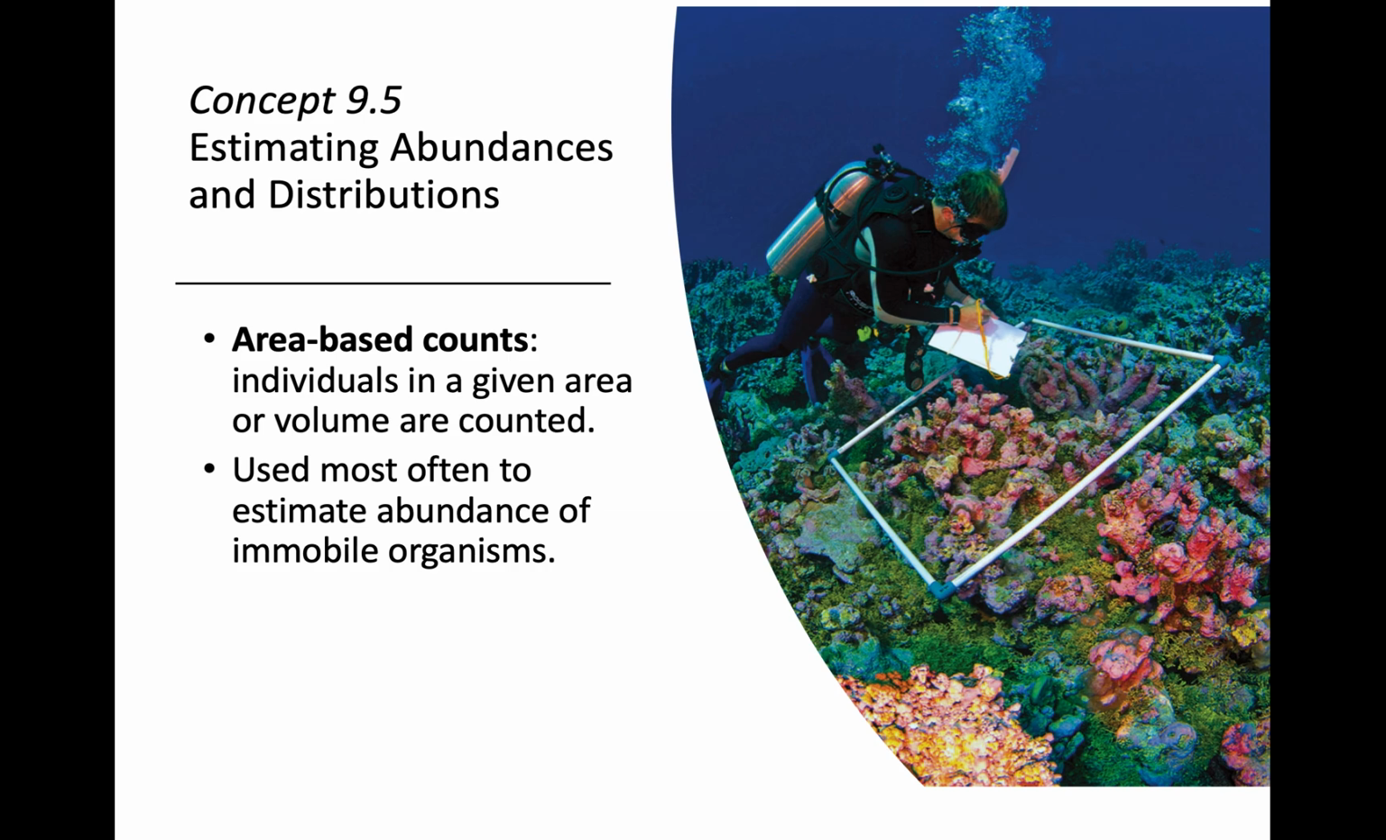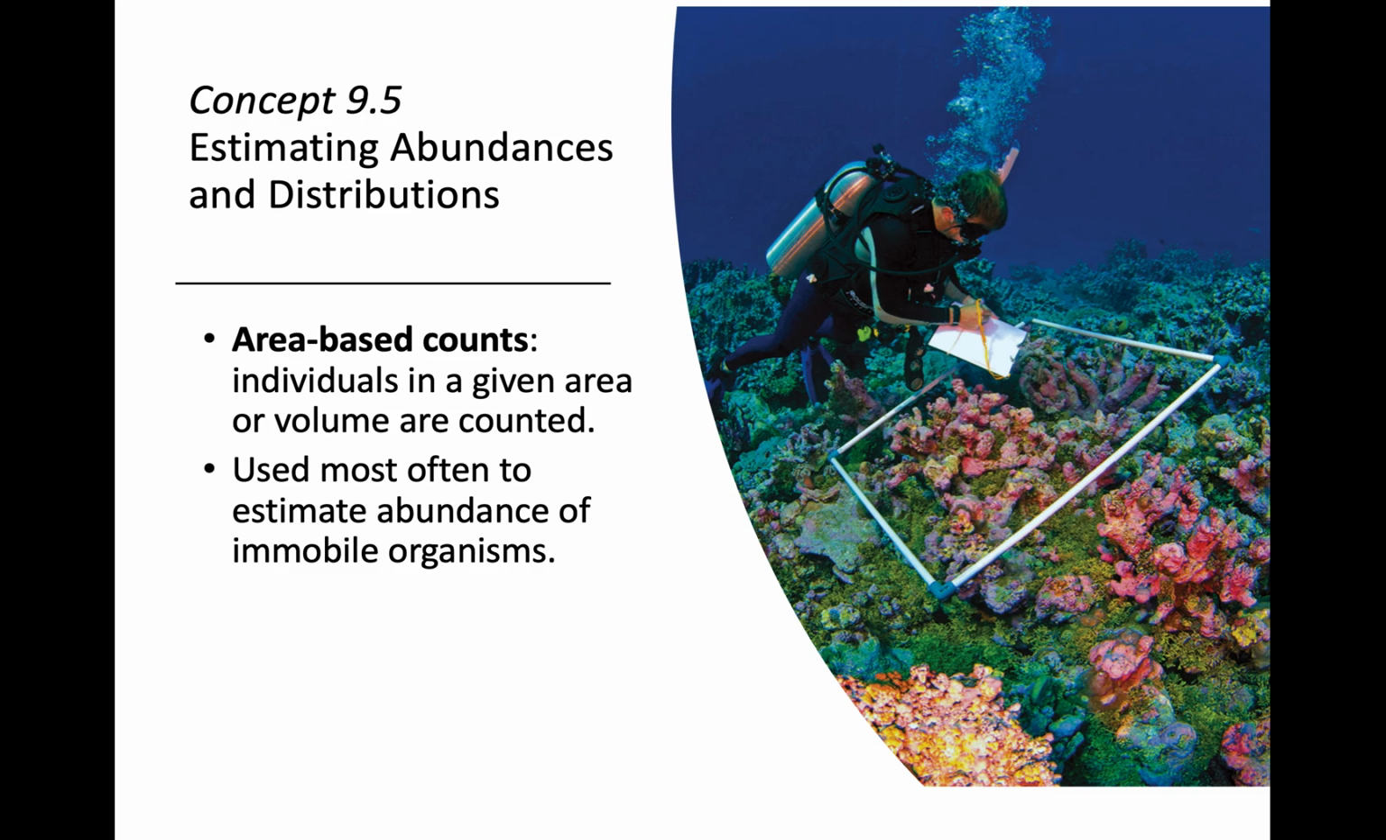Ecologists might conduct what are called area-based counts in order to sample a representative area of a larger population. So instead of counting every single coral of a certain species on this reef, which might go on for miles and miles, what they're doing is using what's called a quadrat. And in this example, the ecologist is using a quadrat to count the number of relevant individuals within that square, or quadrat. And this is much more feasible than counting an entire reef.